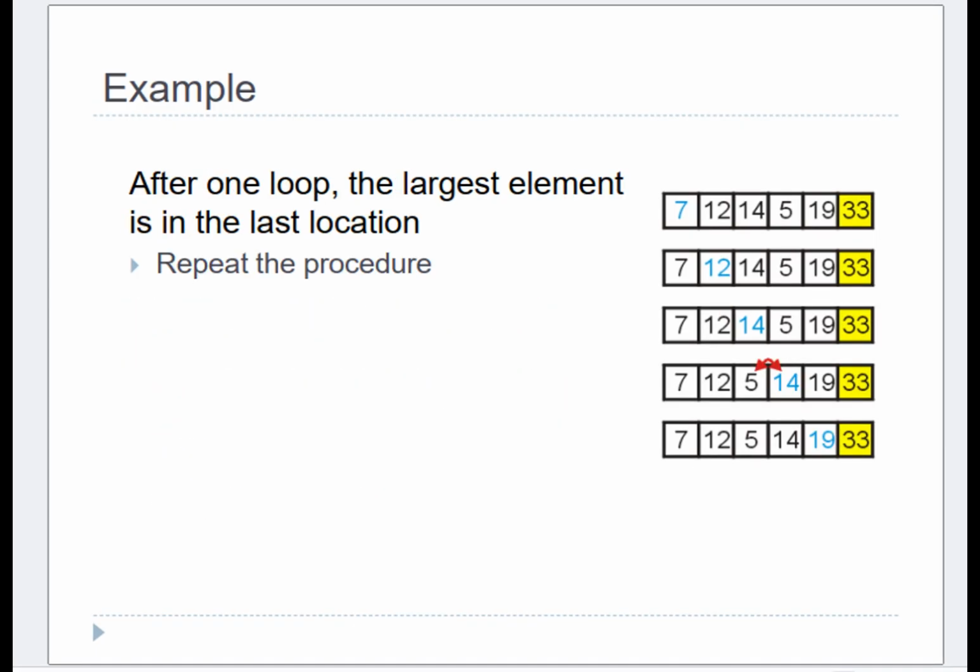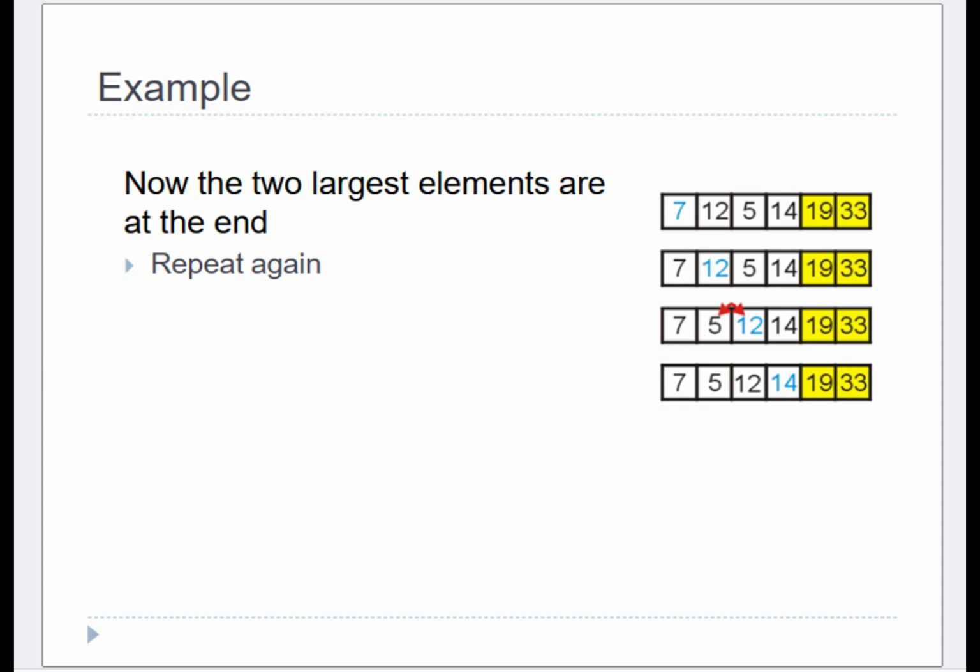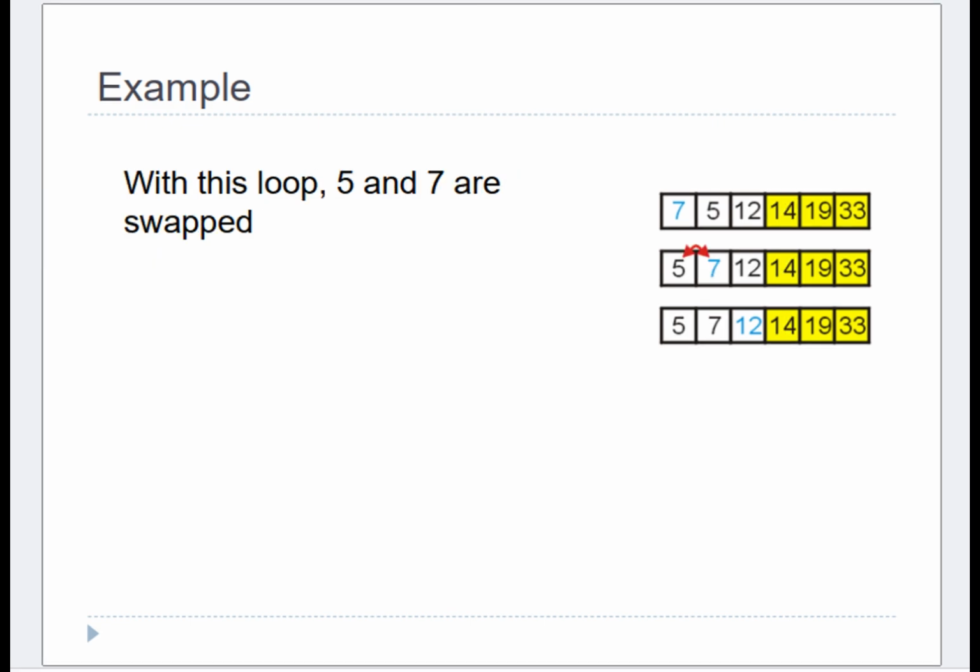Example. After one loop, the largest element is in the last location. Repeat the procedure. Now the two largest elements are at the end. Repeat again. With this loop, 5 and 7 are swapped.